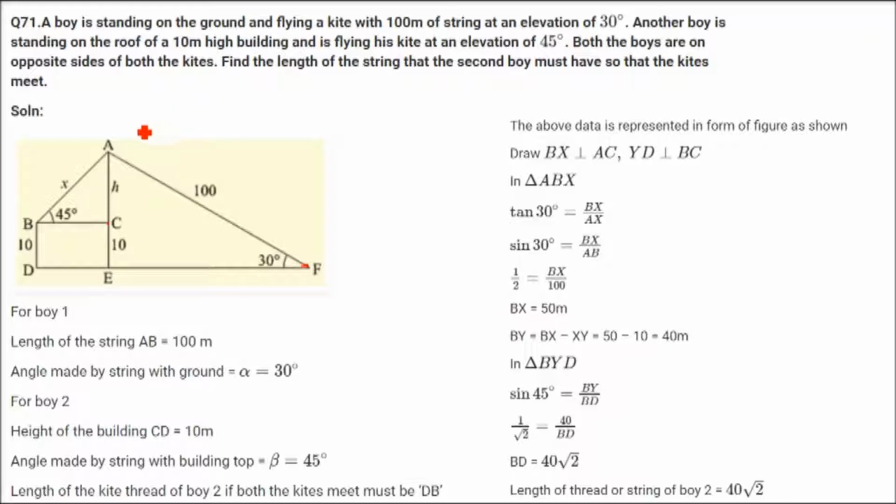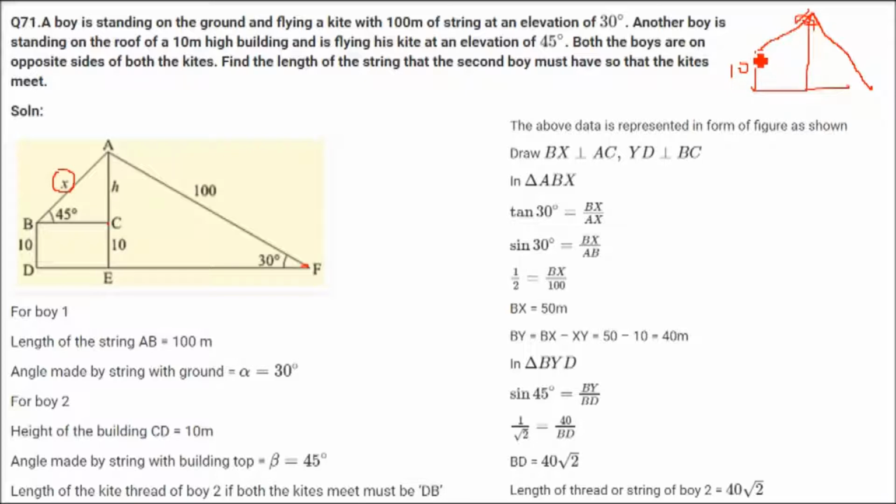Find the length of the string that the second boy must have so that the kites meet. Because the length of the string of the first guy is given, this we have to find. So let us take it as x. Now this is 10. Let me tell you again. There is a person at 10 meter height. The kite is here, his kite. He is also flying a kite, so his kite is here.